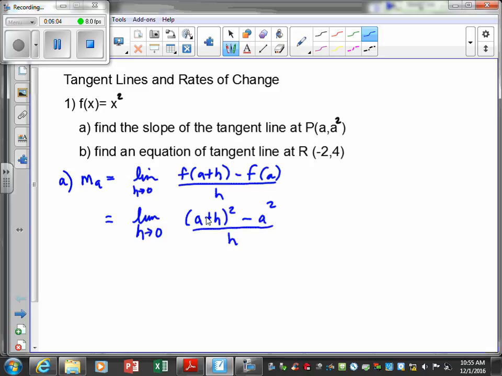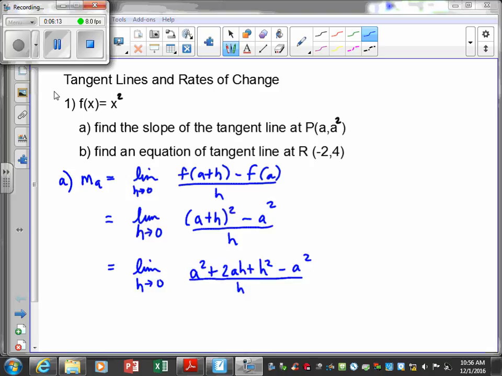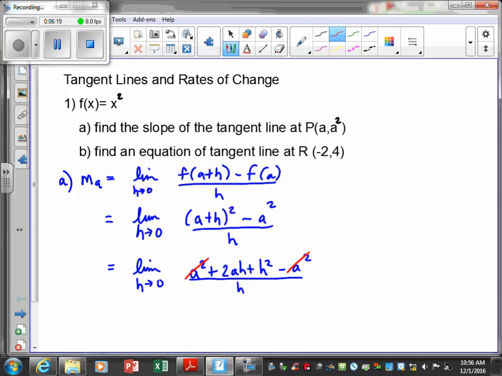Now, let's go off to the side and FOIL that out, and then come back and put our answer over here. Okay, and now we're just going to simplify at this point. So our a squares simplify, and it looks like we're going to be left with... what do these two have in common? And h. So let's go ahead and factor out an h for those. So we have a 2a plus an h left, it looks like, over an h. And then don't forget as h approaches 0.